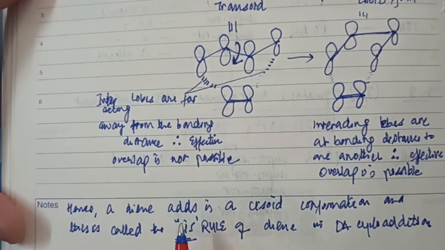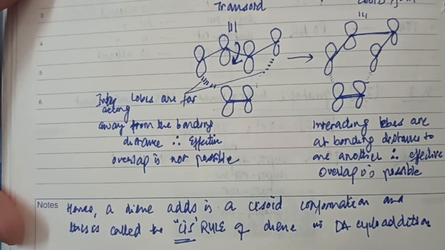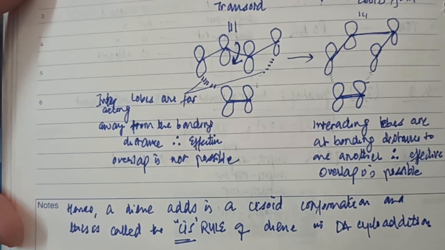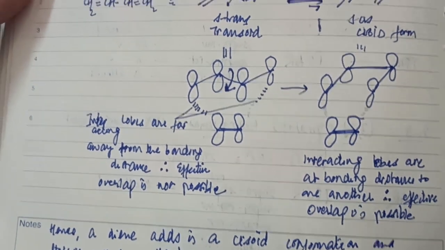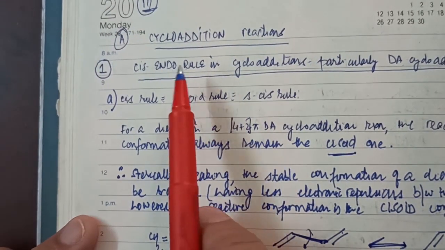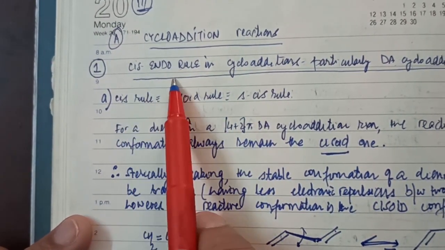Hence, a diene adds in a cisoid conformation, and this is called the cis rule of diene in the case of cycloadditions, and more so in the case of the Diels-Alder cycloaddition reaction. So this is the cis rule or the cisoid rule in the case of dienes. Now we'll talk about the second aspect of this rule called the endo rule. Cis rule and endo rule.